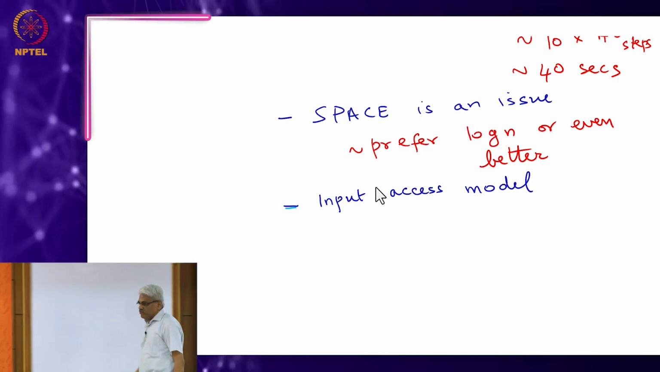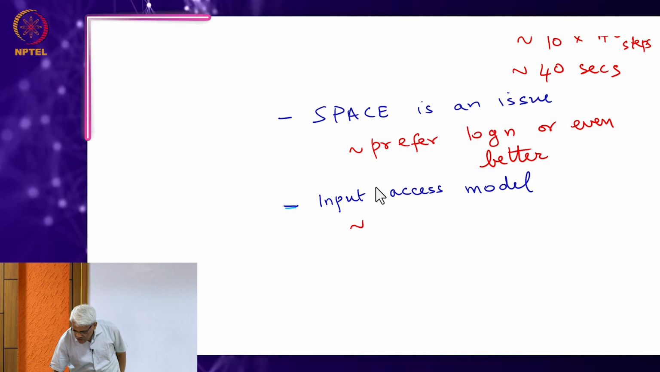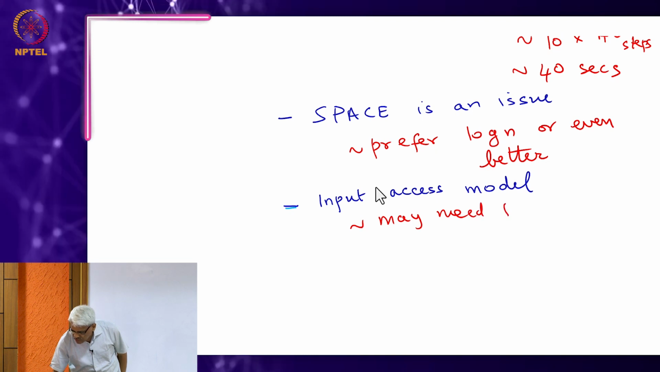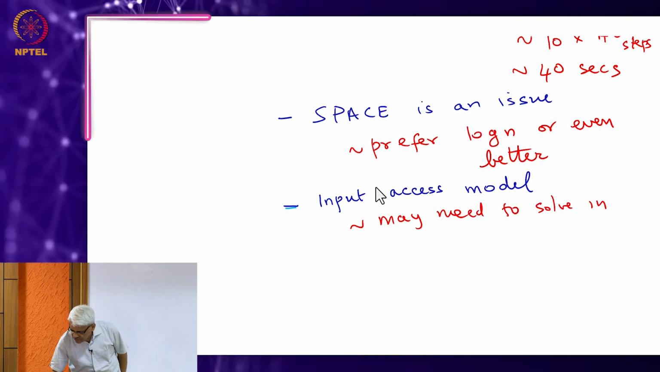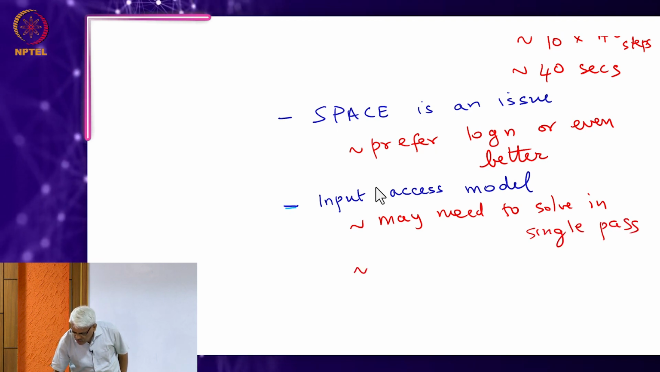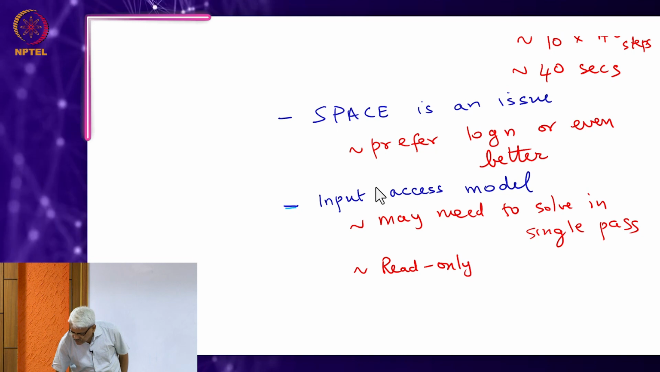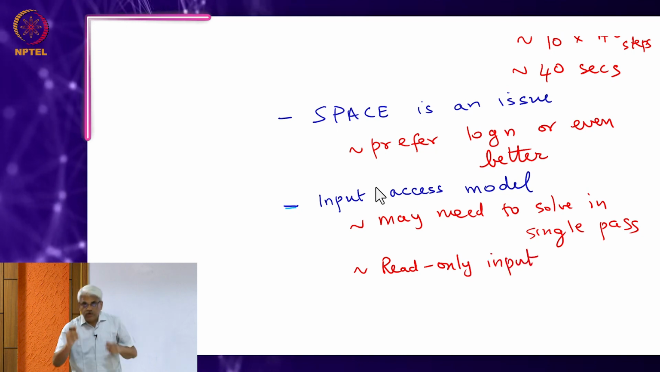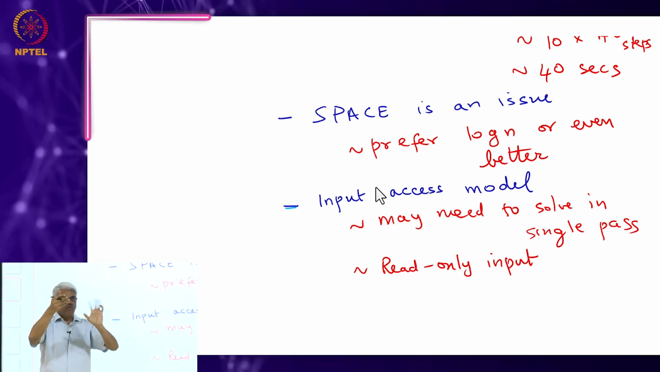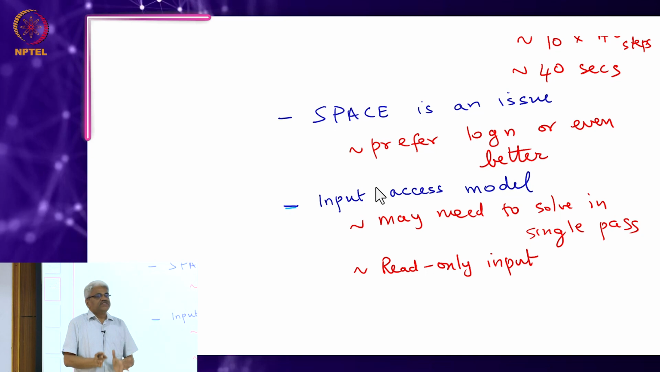It could be that you may need to solve in a single pass. Or read only memory. So when you're doing insertion sort or something, you read it and then you modify the input. No, you can't do swaps and so on. You have to do everything in your additional space, which is limited. Okay.